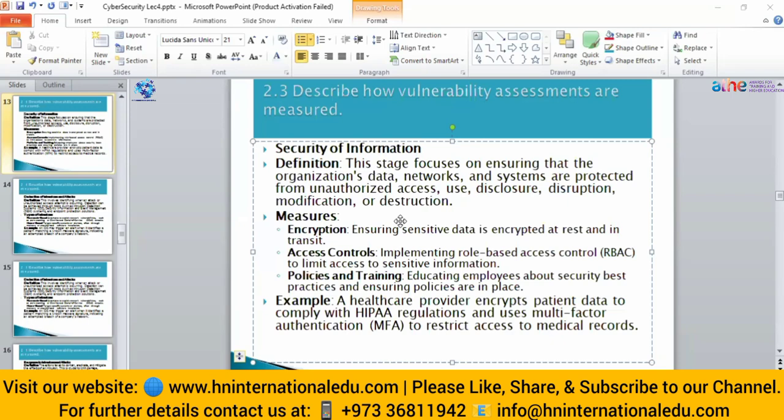The third one is policies and training. You have to educate your employees about security best practices. You will educate them about the different security threats, what phishing attacks are, and how you can avoid such kinds of links. This is how you educate and train your employees.